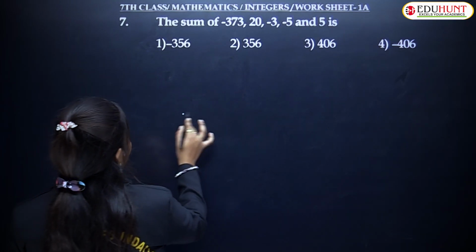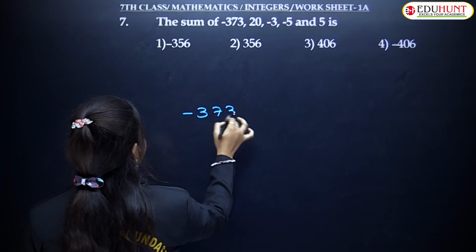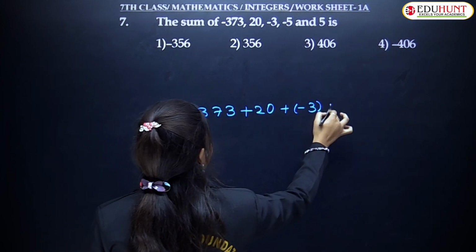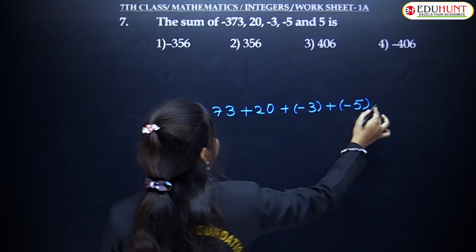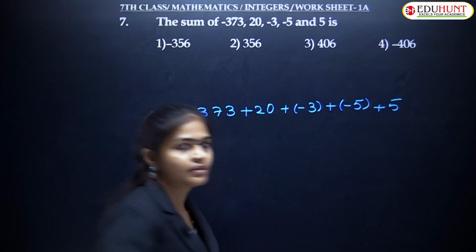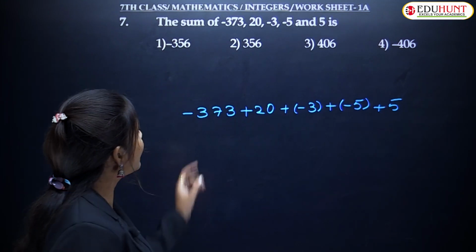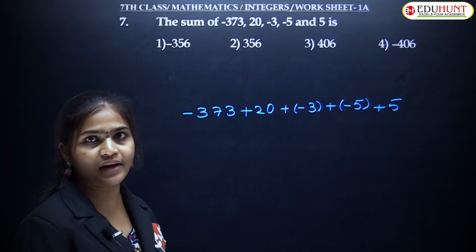Let us see question number 7. The sum of minus 373, 20, minus 3, minus 5 and 5.